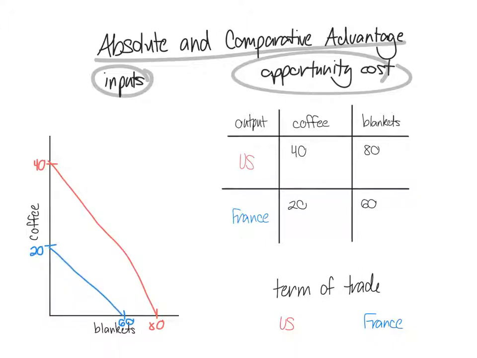To find the absolute advantage, we can just look at the graph and the numbers itself, and we can see that the US produces more than France, so it has the absolute advantage in both coffee and in blankets.